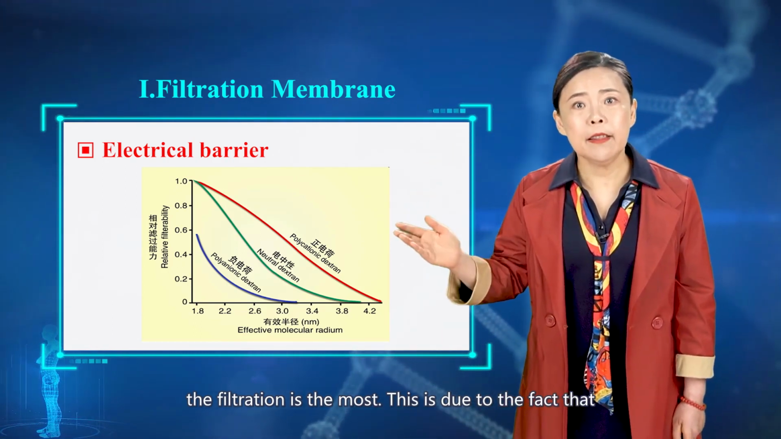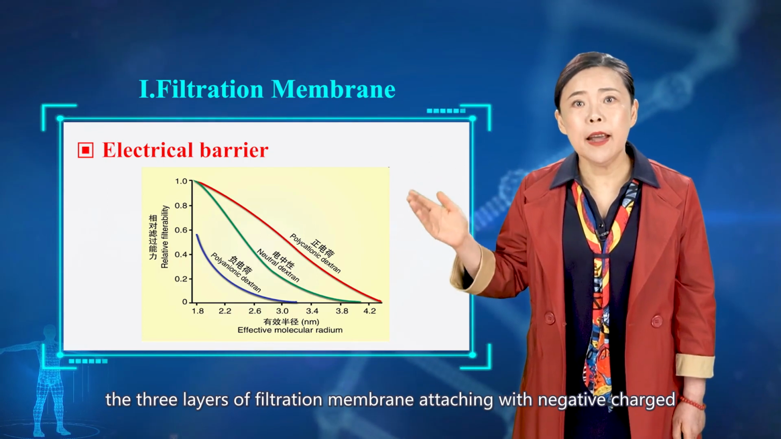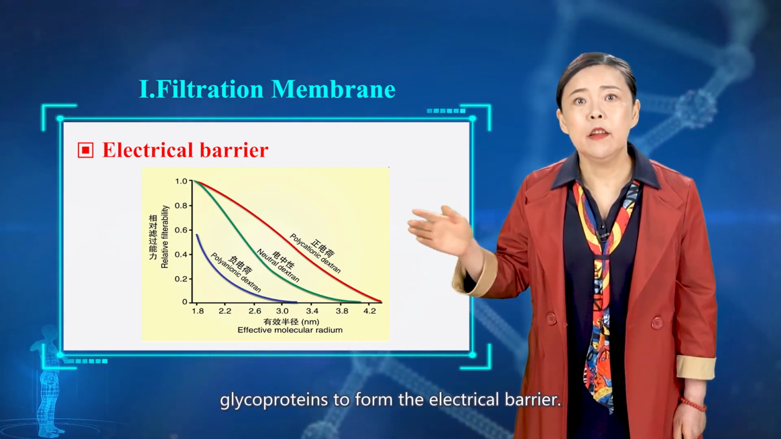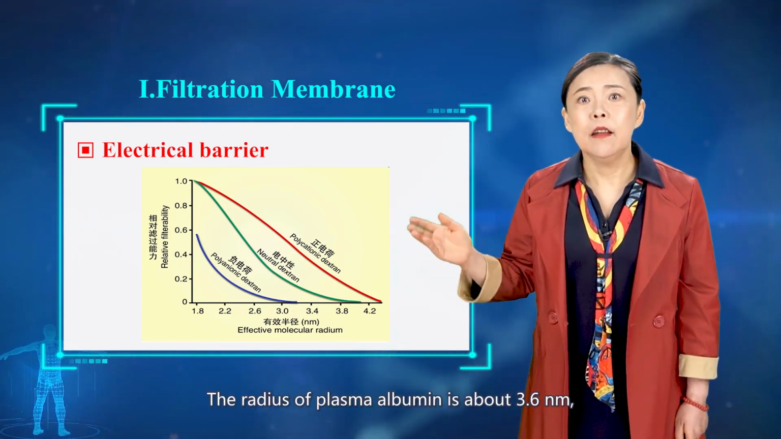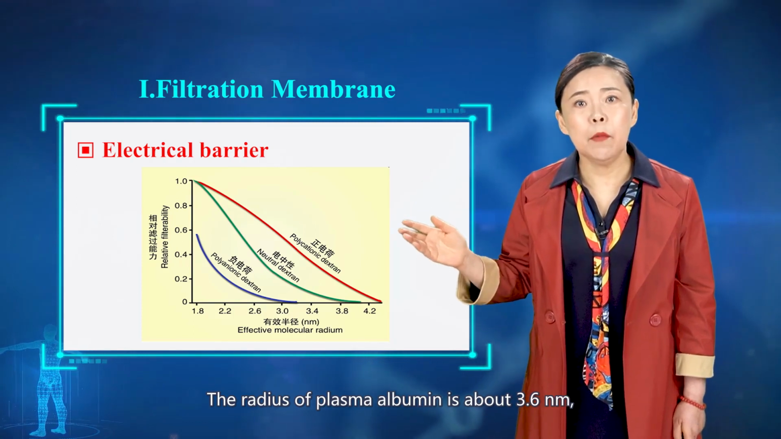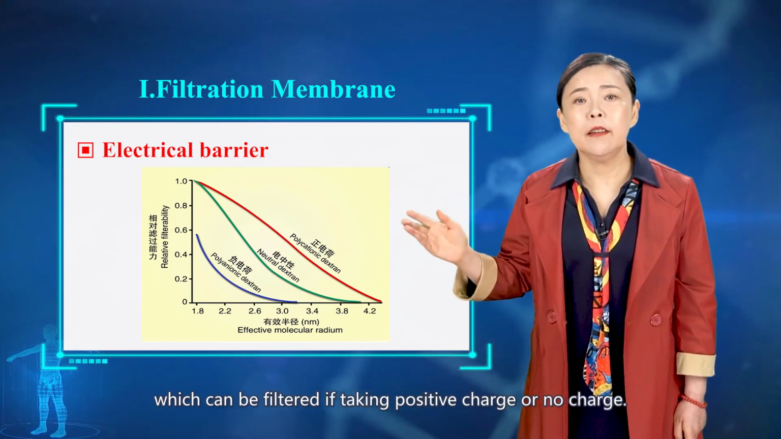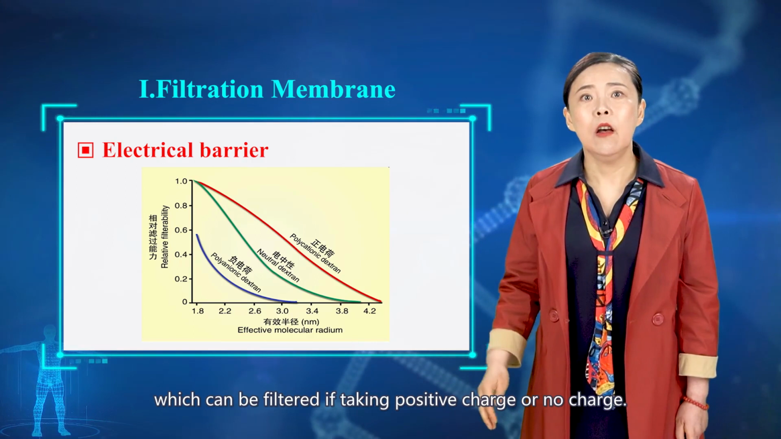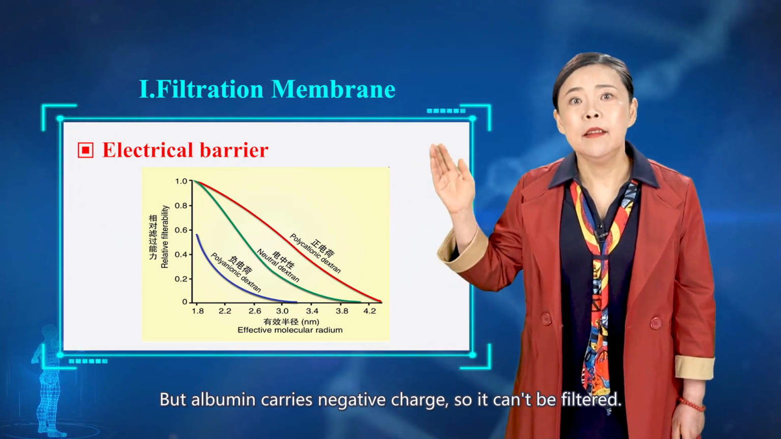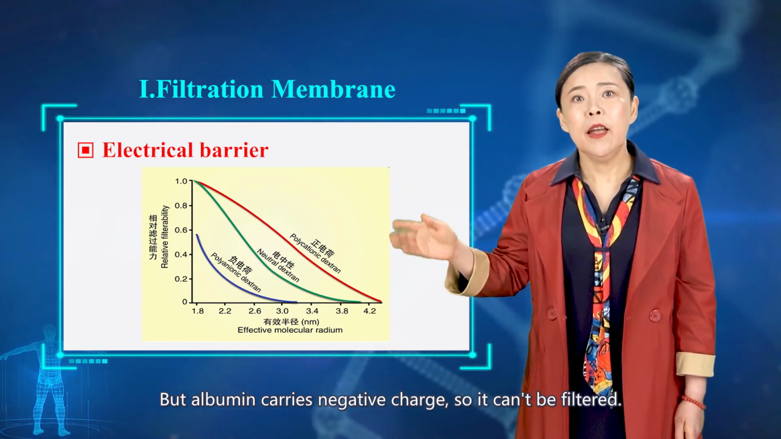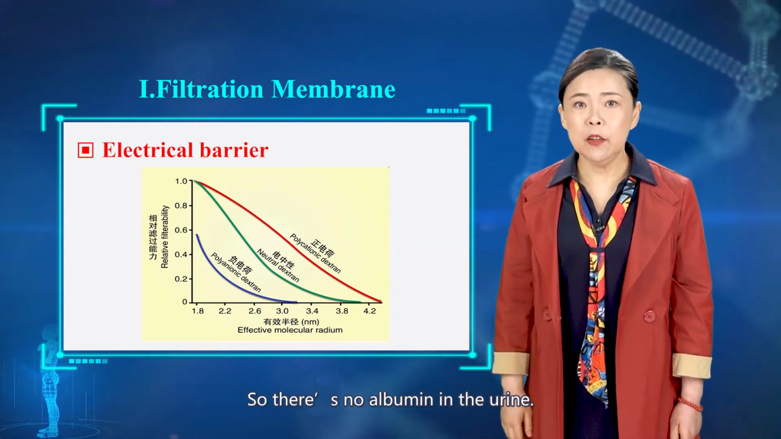This is due to the fact that the three layers of filtration membrane attach negatively charged glycoproteins to form the electrical barrier. The radius of plasma albumin is about 3.6 nanometers, which can be filtered if positively charged or uncharged. But albumin carries negative charge, so it can't be filtered. So there's no albumin in the urine.